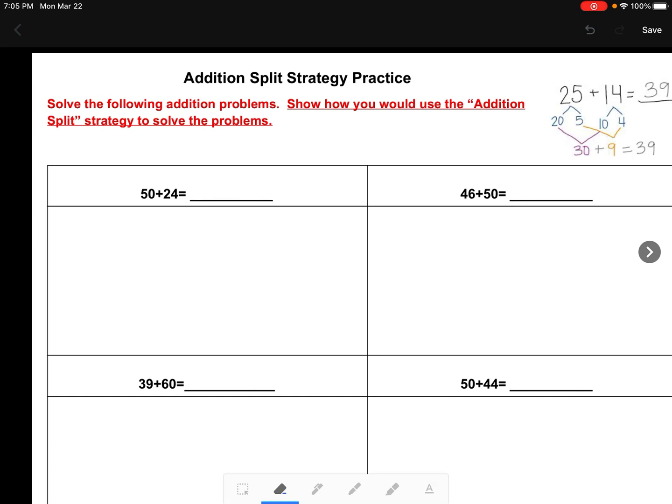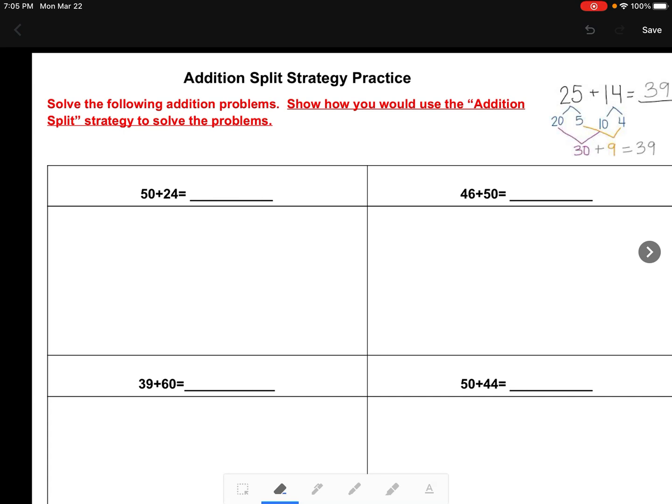Although you know other strategies to solve problems, in fact, you might even be able to solve some of these addition problems in your head. You might be able to do them on number lines, or you could even draw it out by showing groups of tens. This particular page today is to only practice the addition split strategy. So even if you know other ones, please make sure every sentence on here is solved with this strategy. So you need to, of course, show your work.